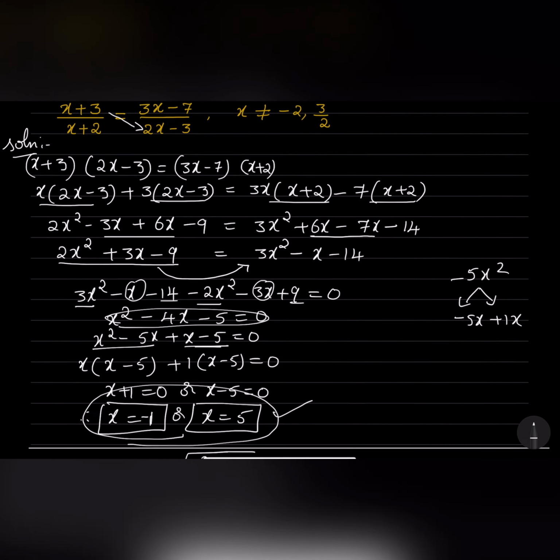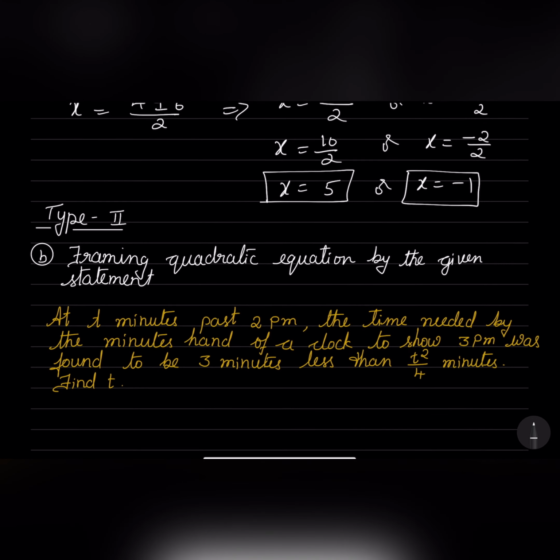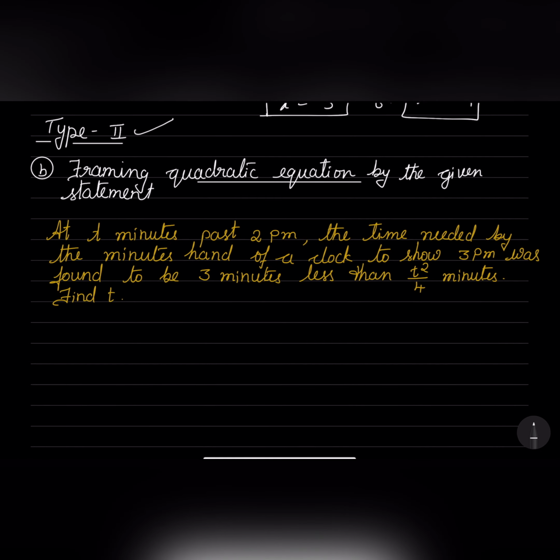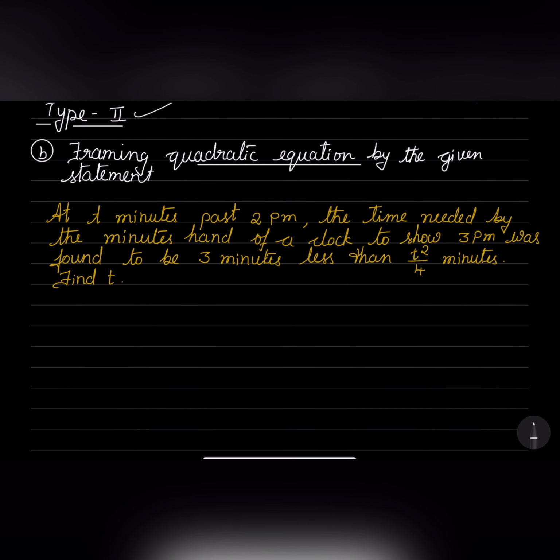And we'll go for the second one, type 2, second one. Yes, type 2. Framing quadratic equation by the given statement. So now statement is there and we have to frame the quadratic equation for that. Let us take a look at the first one here. At t minutes past 2 p.m. the time needed by the minute hand of a clock to show 3 p.m. was found to be 3 minutes less than t² by 4 minutes. Find t. So we need to find t.